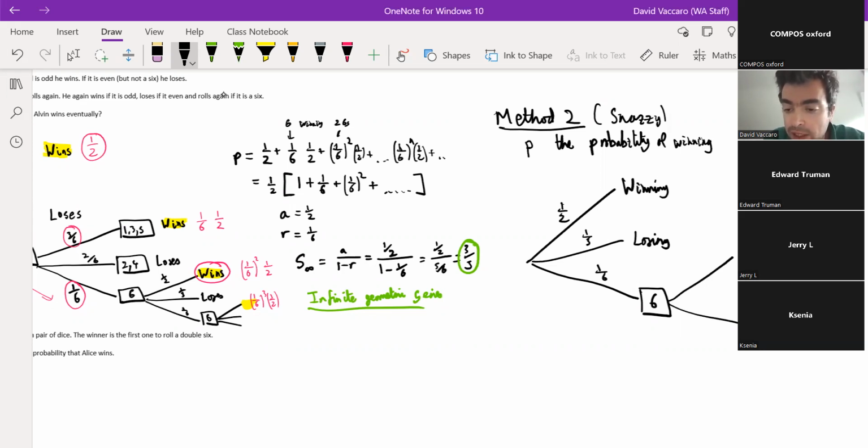And then it's 1 minus P of losing. And notice the difference here is this is not just winning on the next roll. So this isn't just one roll. This branch here is the rest of the game.